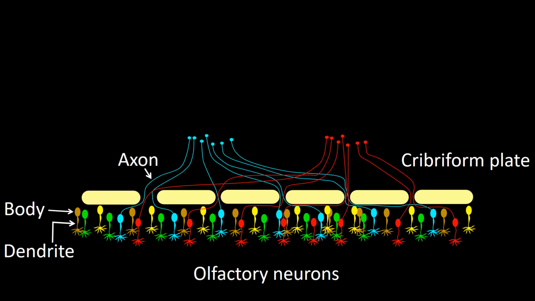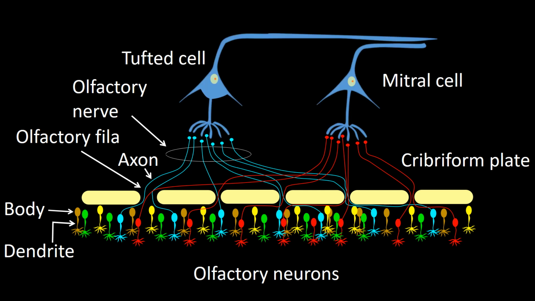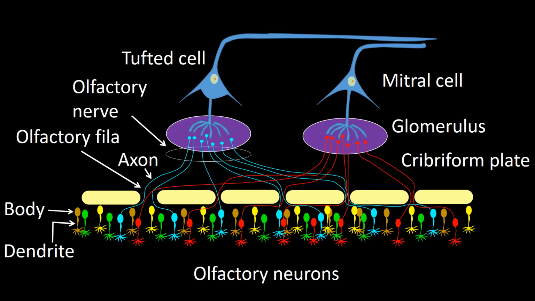I have now added the axons going through the cribriform plate. These axons, as they traverse the cribriform plate, form the olfactory filia, which join to form the true olfactory nerves. The axons of the olfactory neurons end in the olfactory glomerulus, where they make contact with dendrites of tufted and mitral cells. The glomeruli are represented in this frame as oval purple structures.